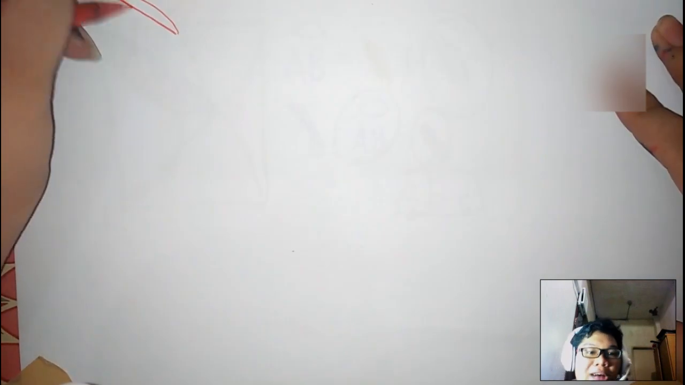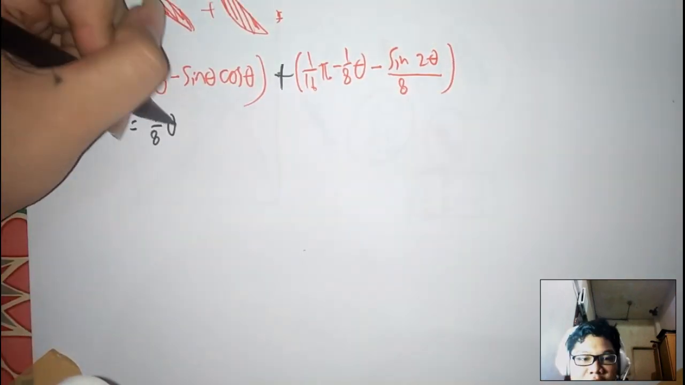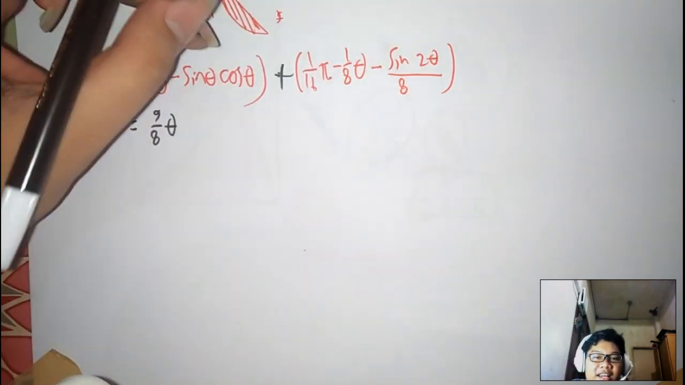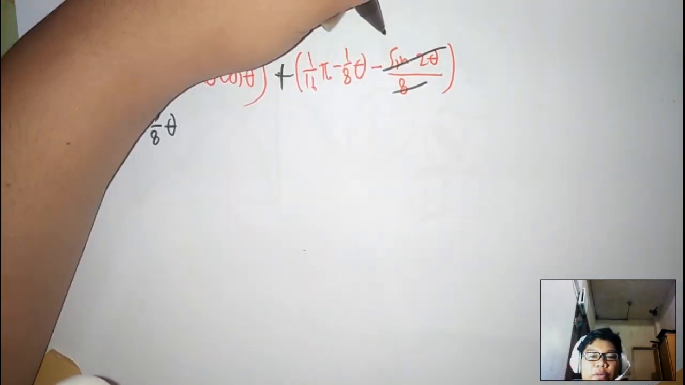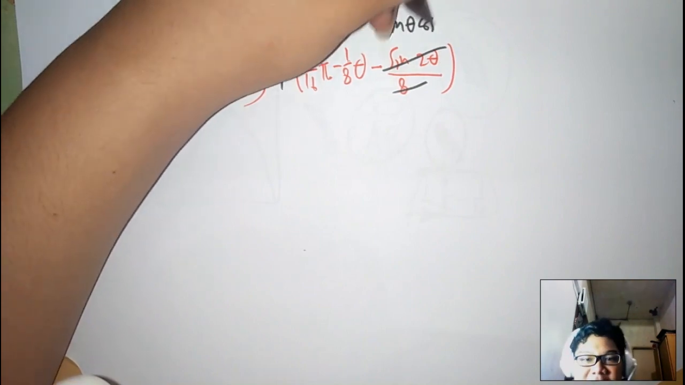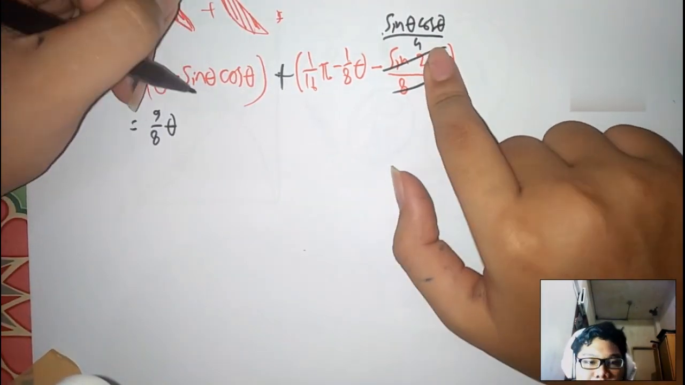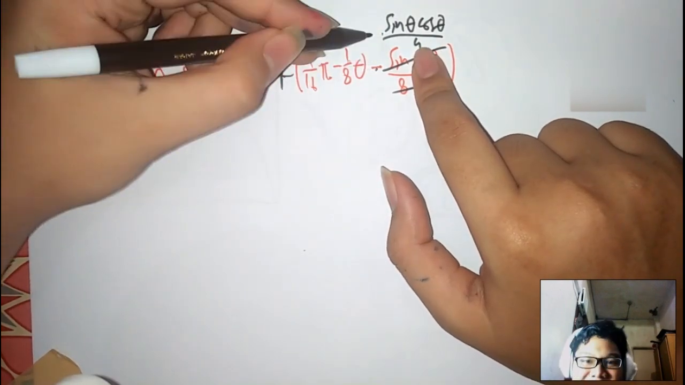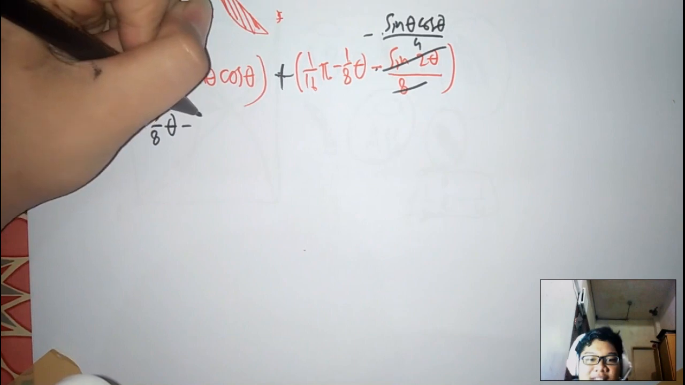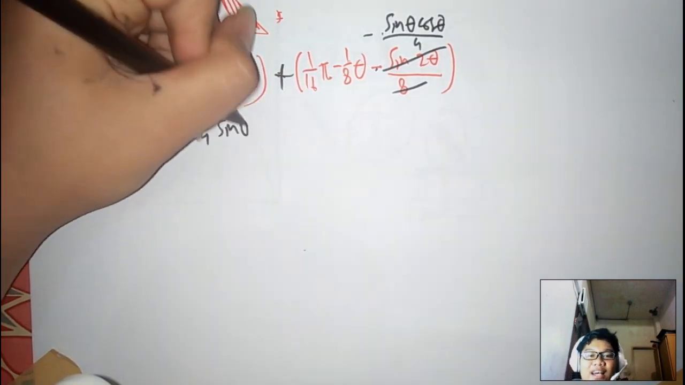Okay, so we continue. The upper arc plus the lower arc is what we search for to find the answer, right? The upper arc is theta minus sine theta cos theta, and the lower arc is 1/16 pi minus theta over 8 minus sine 2 theta divided by 8. We know that theta plus minus theta over 8 will give us 9 over 8 theta. Oh, I'm sorry, I'm wrong. It must be 7. Okay, then we need to change the sine of 2 theta. It will be sine theta cos theta divided by 4. And we know that minus sine theta cos theta minus sine theta cos theta over 4 will give us minus 5 over 4 sine theta cos theta.